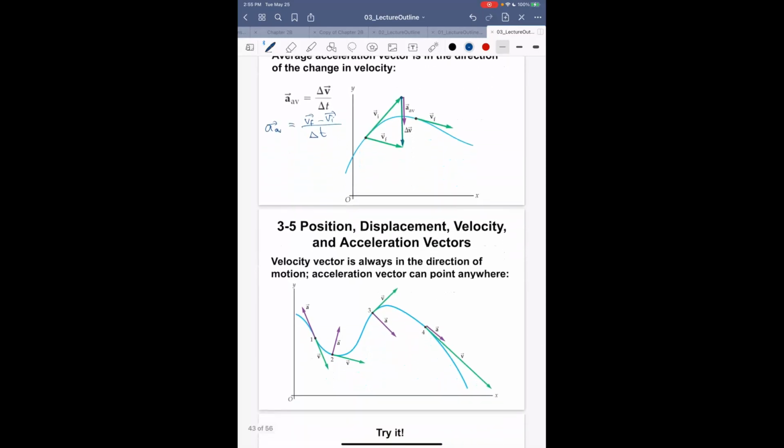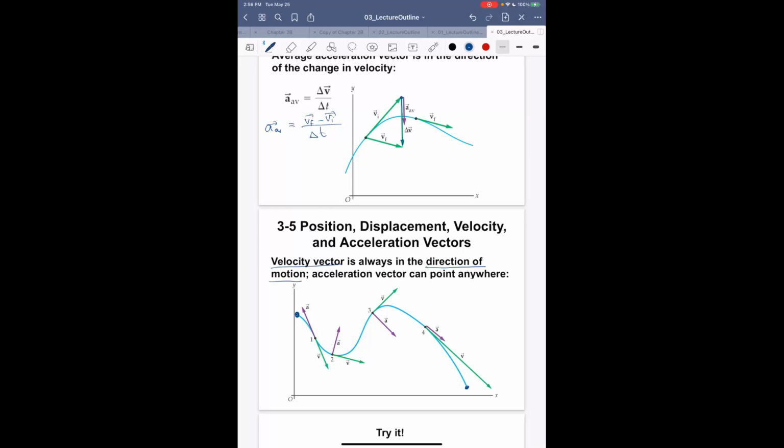Now I will say whenever we are talking about the direction of the motion, we are talking about the direction of the velocity vector. It's not the acceleration vector. The acceleration vector can point in any direction. For example, if the object is moving from this point to this point, at any instant you can find the velocity vector by the tangent, all right? And the acceleration can be anything.